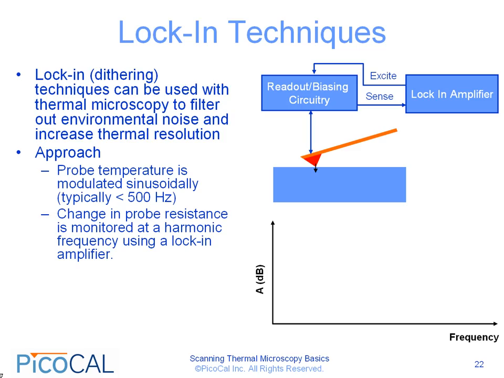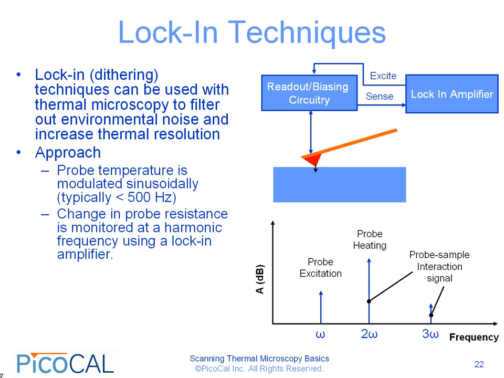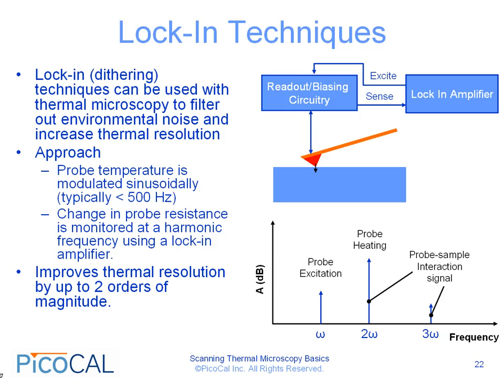If we look at the frequency plot of what is going on, again, the probe is excited with the voltage at frequency omega. Since the power going into the probe is proportional to the voltage squared, the probe heating occurs at a frequency of 2 omega. And the signal sensed by the lock-in amplifier in the circuit represents the probe-sample interaction. These signals are both at 2 omega and at 3 omega. By monitoring those two signals, we can gather different information about the thermal interaction between the tip and the sample. By using lock-in techniques, we can improve the thermal resolution by up to 2 orders of magnitude, and in some cases more.